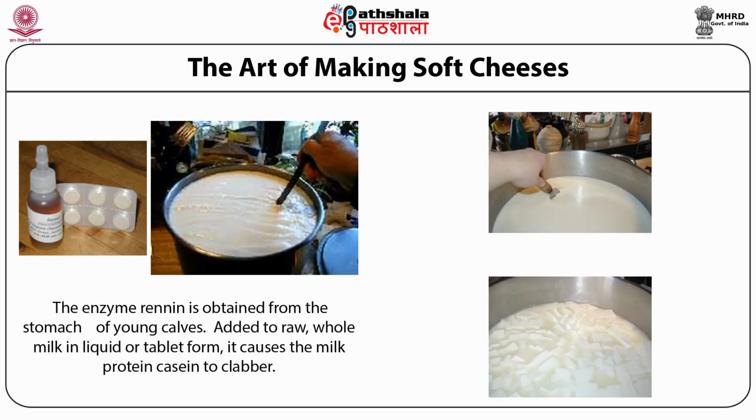First of all, the enzyme rennin is added to the milk. As we know, the enzyme rennin is obtained from the stomach of young calves. It is available in the form of liquid or tablet. It can also cause milk or other proteins to cleave.